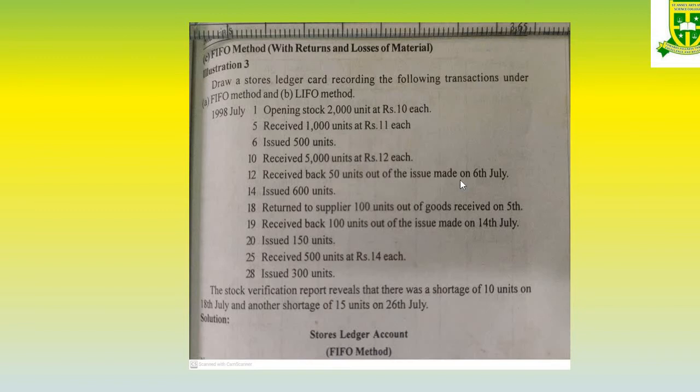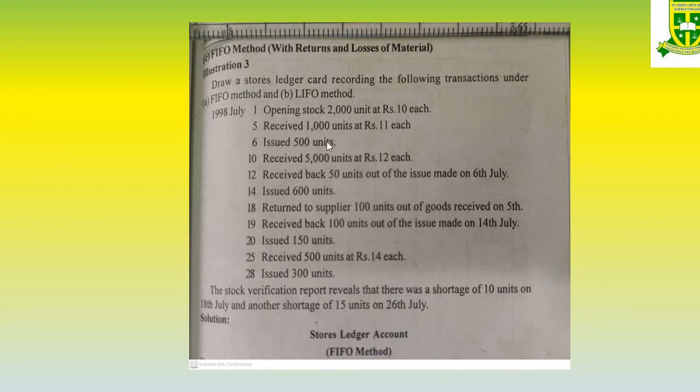A store ledger can be recorded on the following transactions under the FIFO method. The information is given for the month of July, 1998. There was the opening stock. They received 1000 units, meaning goods received from the supplier. Issued means MR number, which I have already informed in the last class, and received 5000 units at 12 each. Received 50 units out of the issue made on 6th July.